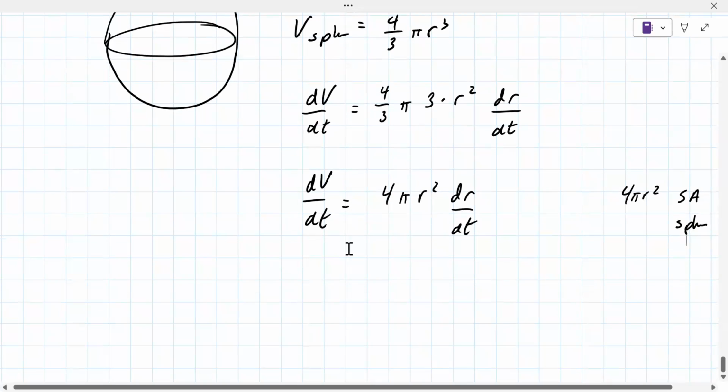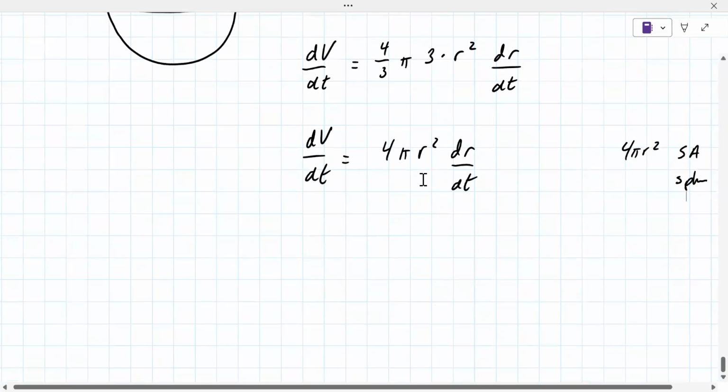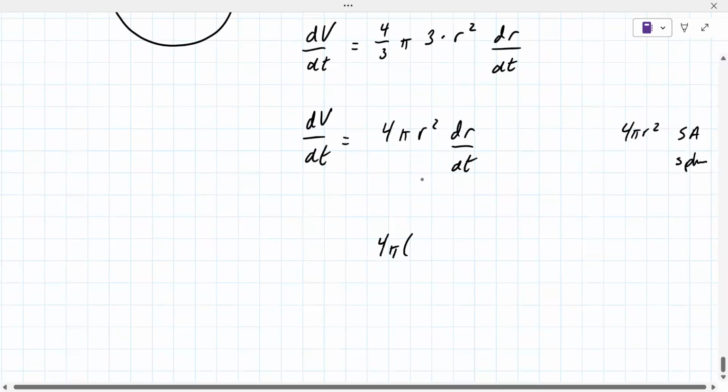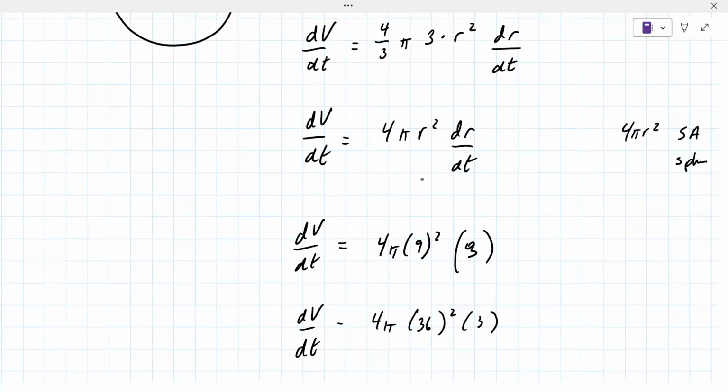So in this problem, they're giving you the radius is 9. So r equals 9, 4 pi 9 squared times 3. Then you have to do it again for 4 pi 36 squared times 3, because they're asking for it at two different radiuses. Yeah, two different radiuses. So you get those numbers here.